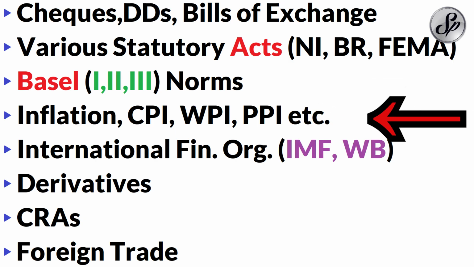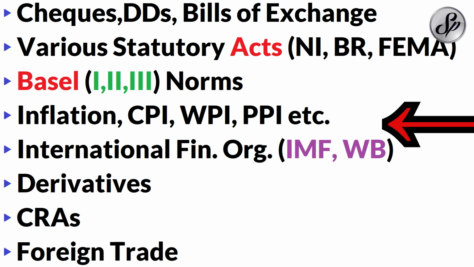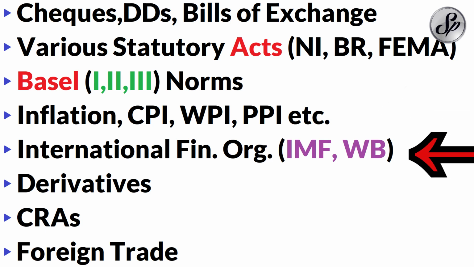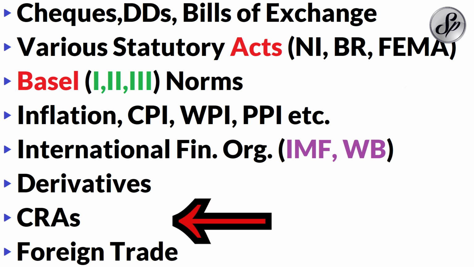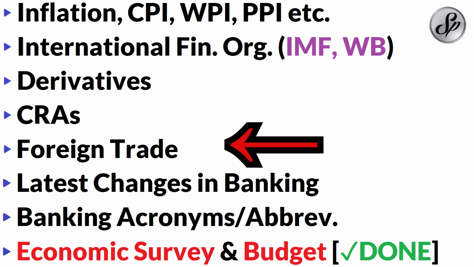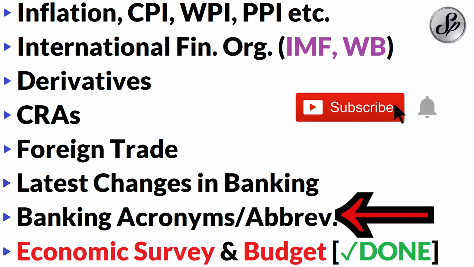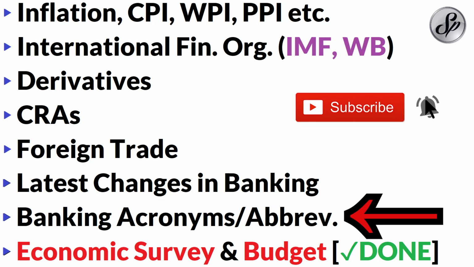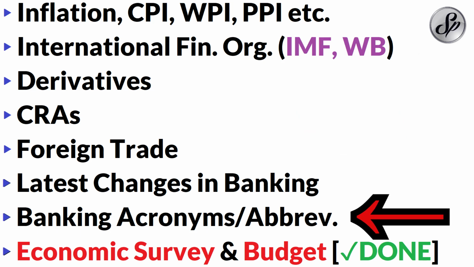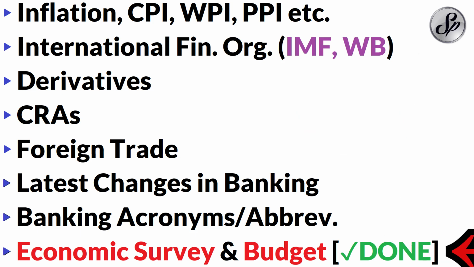And then you have inflation, CPI, WPI, PPI, etc. We'll also cover the international financial organizations like the IMF, World Bank, etc. And of course derivatives, the credit rating agencies, foreign trade, and the latest changes in the banking industry. And of course the banking acronyms and abbreviations, I will be covering throughout different videos, but let me know if you need any kind of different PDF on it. I might make a compilation and upload it on my Telegram channel. And finally the economic survey and budget, these things are already covered, so I encourage you to go ahead and check my playlists so that you get a full coverage of banking awareness.